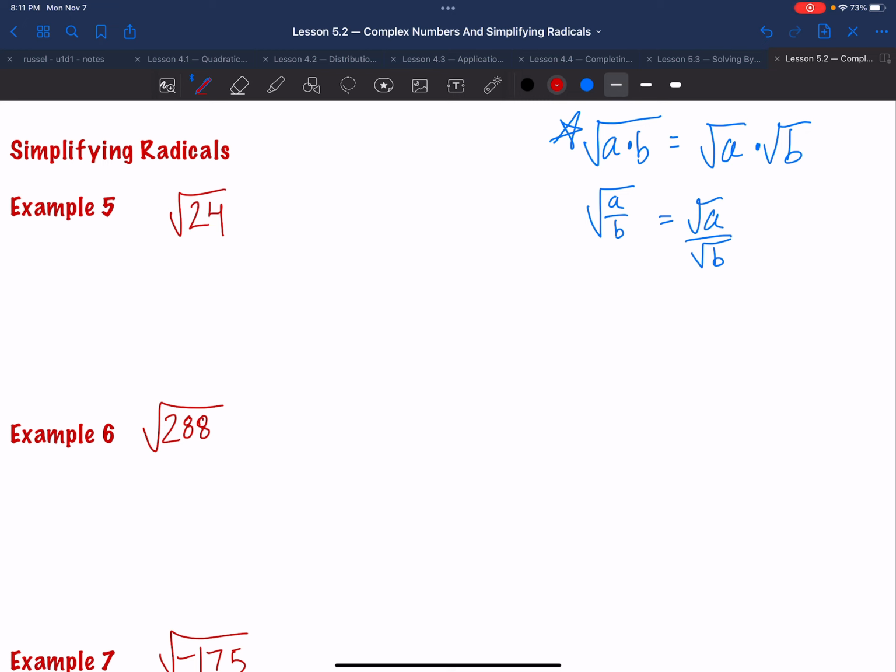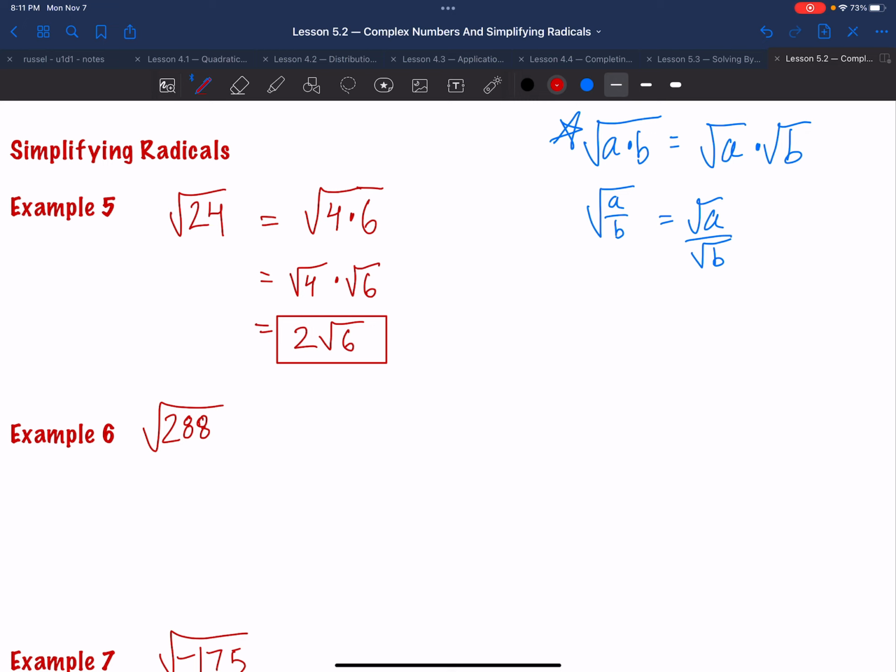Okay, so 24. Do you know perfect squares that divide into 24? Well, 4 times 6 is 24. And then by using what I've starred in blue, I can separate root of 4 times 6 as root of 4 times root of 6. What is the square root of 4? It is 2. And then this is 2 root 6. And so I am done.